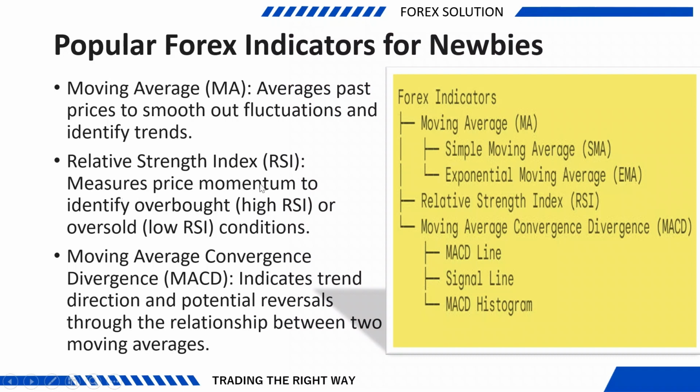RSI measures the momentum to identify when the market is overbought or oversold. That's what RSI does. And also we have the moving average convergence and divergence. This one tells you when the market is in an uptrend or downtrend. It can show you when the market is moving towards the uptrend, and when the market is moving towards the downtrend, it can show you that.